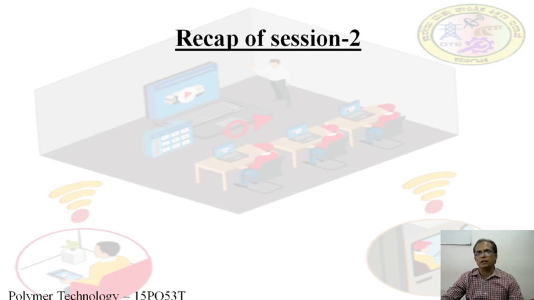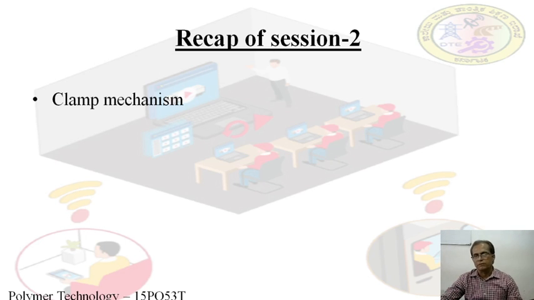Before I begin today's session, let us recap the previous session. We have come across what is called the clamp mechanism. It is meant for holding the mold together whenever the molding is to be done. After the mold is filled and the material is injected, the mold has to be opened again. This opening and closing action of the mold is done by making use of the clamp mechanism.